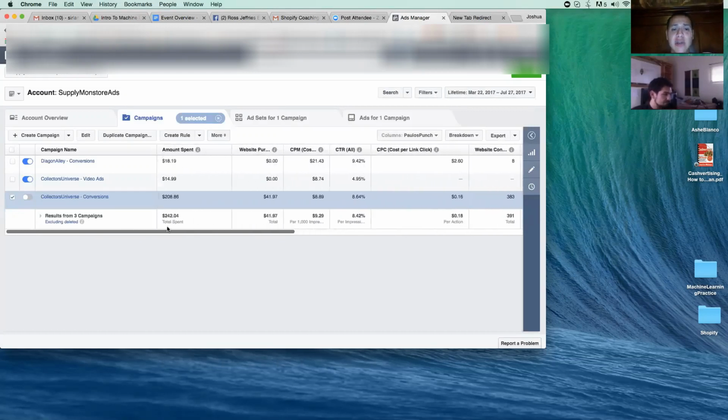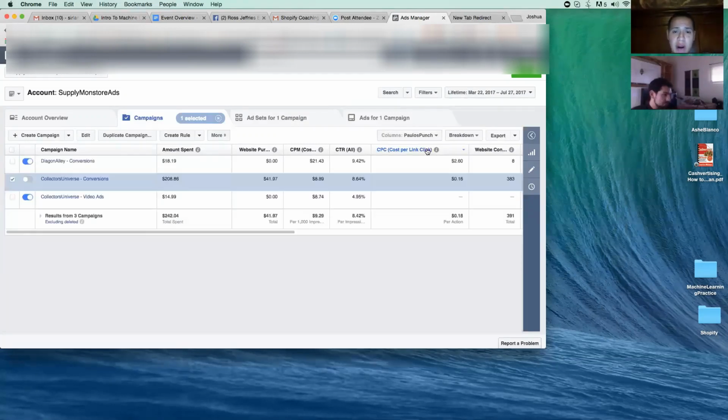Okay, so let's say it's around 3 p.m. It's around 12 to 3 p.m. You see where it says CPC, cost per click? I want you to click on that bar itself. Click the bar. Okay, so right now Facebook has literally populated the ones that have clicks.